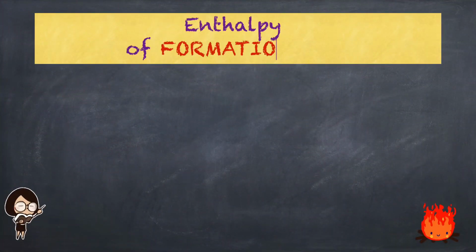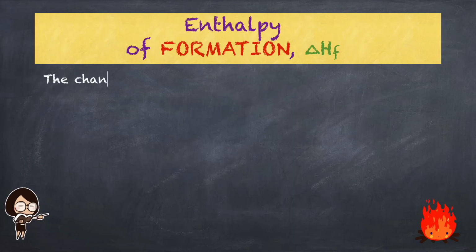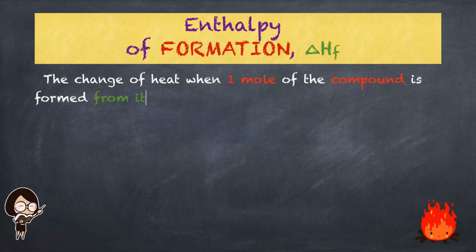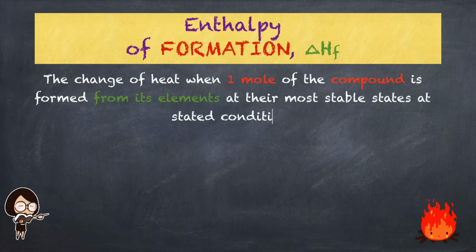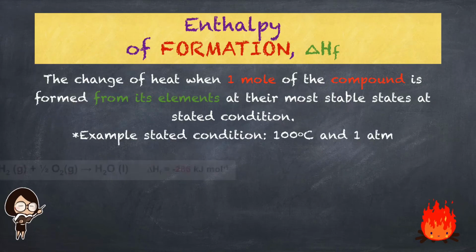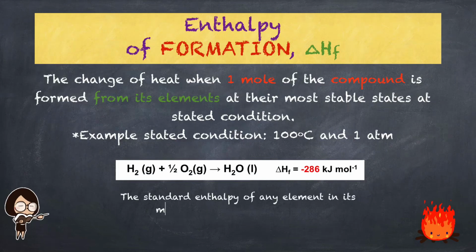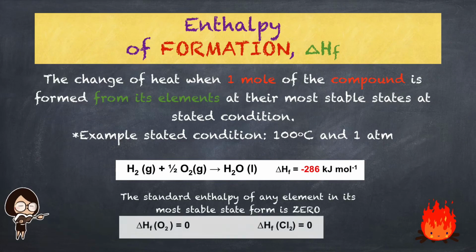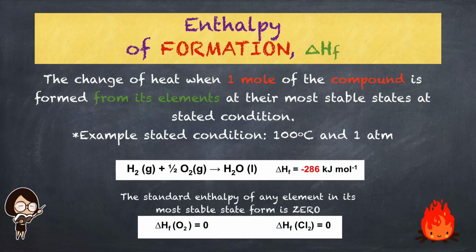Enthalpy of formation, delta H F. Enthalpy of formation is the change of heat when 1 mole of the compound is formed from its elements at their most stable states at stated condition. Example of stated condition is 100 degrees Celsius and 1 atm. The standard enthalpy of any element in its most stable state form is 0.